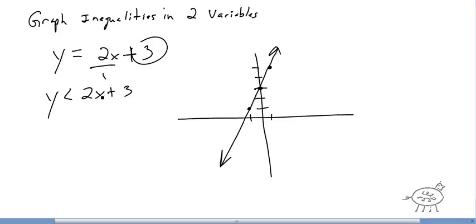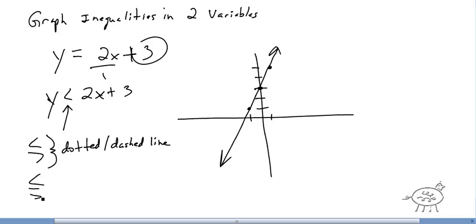Now what we're going to do is the same thing, but we're going to graph y is less than 2x plus 3. Now there are two differences between graphing equalities and inequalities. First of all, just like when we graph with one variable, if I graph x is greater than versus x is greater than or equal to, it's an open dot versus a closed dot or a filled dot. Well, this is the deal. If it's a less than symbol or greater than symbol, it is a dotted or dashed line. And if it is less than or equal to or greater than or equal to, it's a solid line.